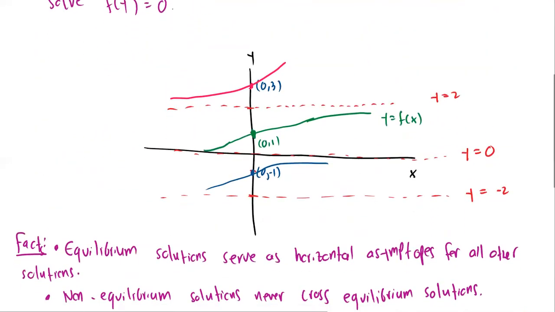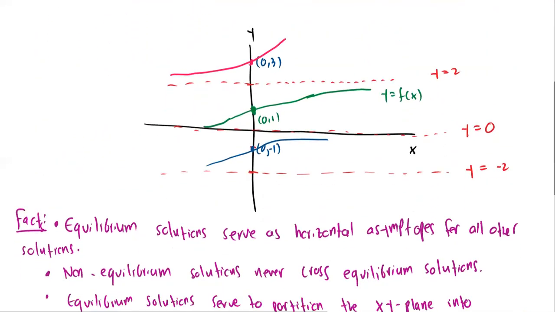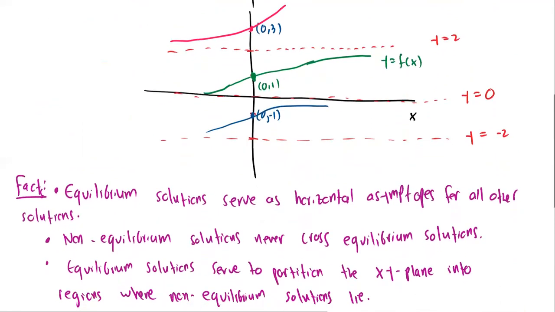Now, we mentioned that this already gave us some information about other non-equilibrium solutions, so solutions that are not constant. Specifically, these equilibrium solutions, which are horizontal lines, serve to partition our xy plane, meaning that solutions that lie in a particular region would have to stay in that region.